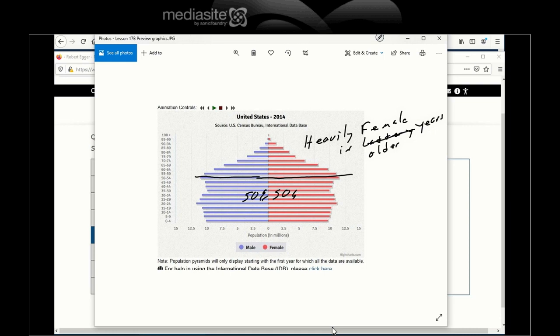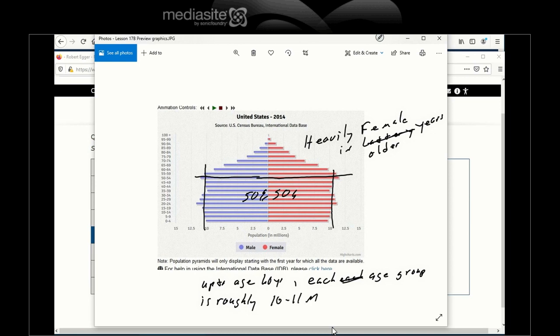What else can I say quantitatively? Age-wise, up to about age 60, each age group is roughly 10 to 11 million of females and males. So it's roughly 10 to 11.